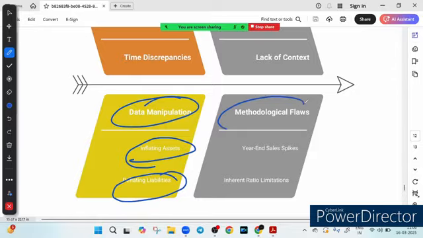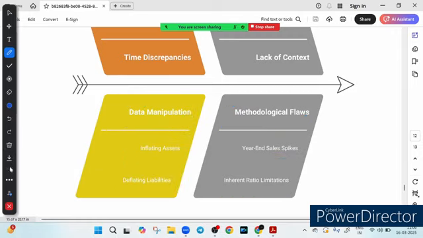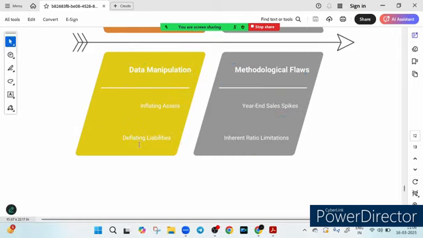There is something called methodological flaws. Year-end sale spike: some firms push sales at the year end just to improve their ratios. Does that really affect performance? No. Inherent ratio limitation: ratios are just indicators, not absolute truth. They should always be analyzed alongside other financial data. So ratios help us analyze financial statements, but context is everything, right? Always look beyond the numbers to understand the real financial picture.